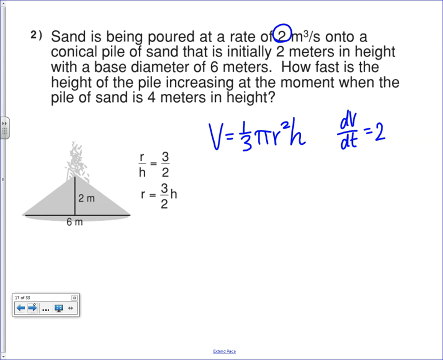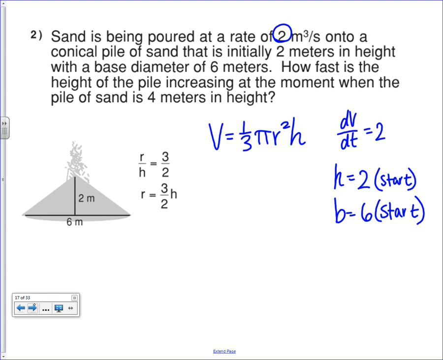Initially, it is 2 meters in height. Okay, so my height is 2. That's at the start. Okay, so let's just note that. With a base diameter of 6 meters. So the base is 6, again, at the start. Now, I want you to think about what's going to happen if I keep pouring sand onto this cone. Okay, it's going to form a new cone, and a new cone, and a new cone, and a new cone, depending on how much sand I pour on it. Okay, and those cones will all be proportional to the original cone.